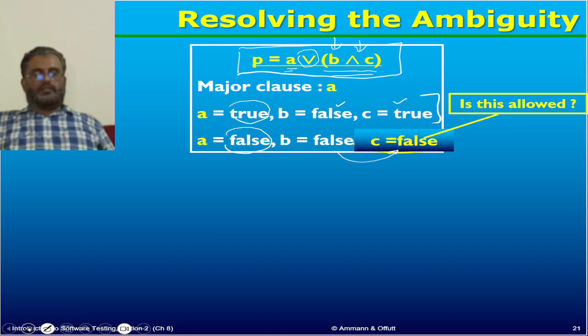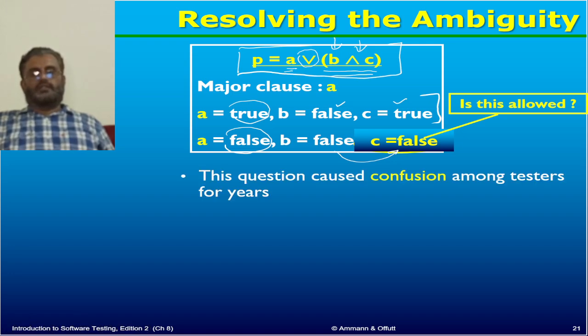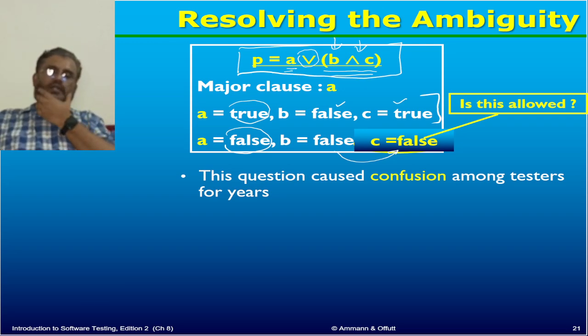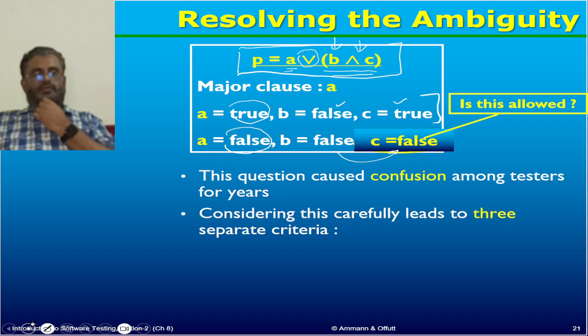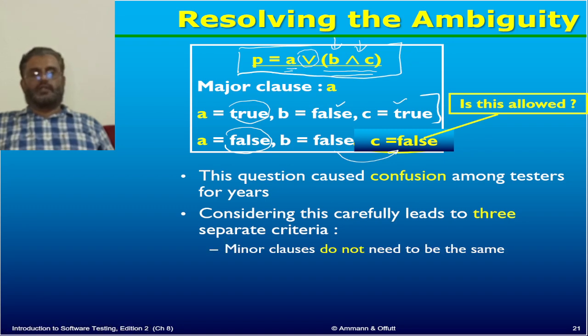So depending upon this confusion, which confused the testing community for years, there were potential answers to how this can be resolved. And this led to three different, separate criteria which can be used to test different applications which have these kinds of predicates and clauses. The first criterion is that minor clauses do not need to be the same. Meaning in the first instance, when the major clause is true, whatever values are here, the minor clauses can have different values when the major clause's value changes from true to false.